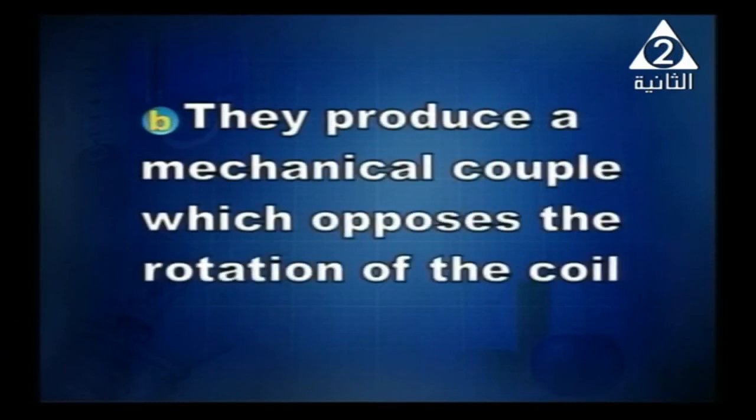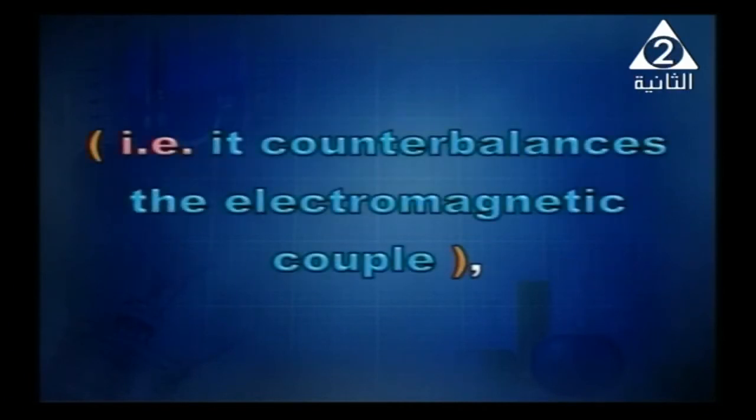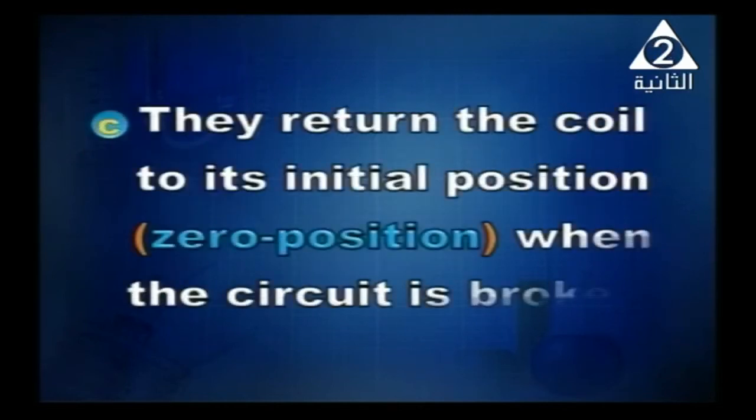They produce a mechanical couple. So, they form a mechanical couple which opposes the rotation of the coil, which counterbalances the electromagnetic couple. That's to say, it counterbalances the electromagnetic couple. Also, hair springs return the coil to its initial position, to 0 position, when the circuit is broken.